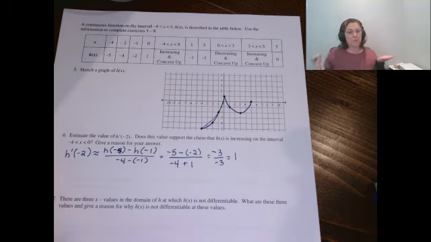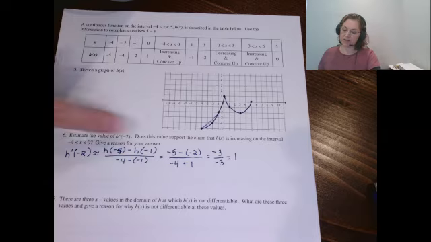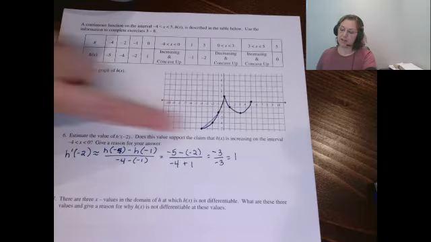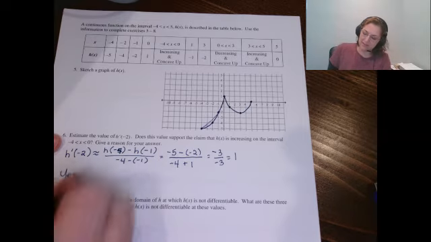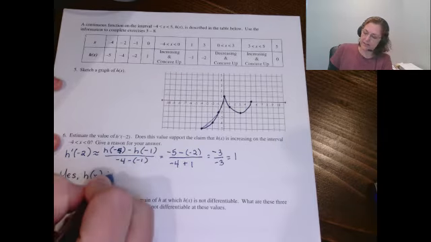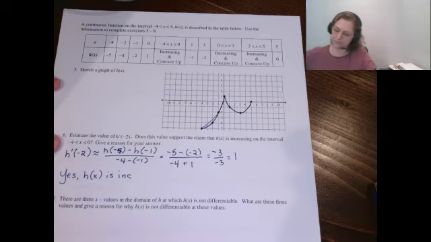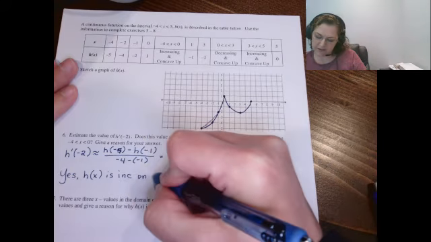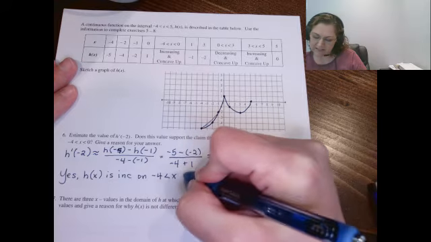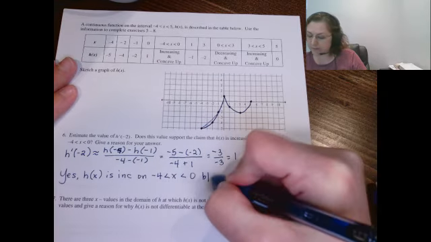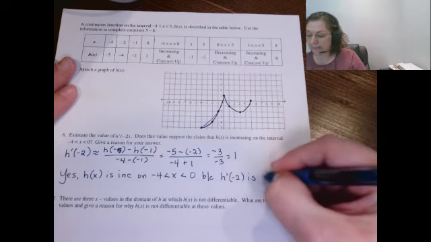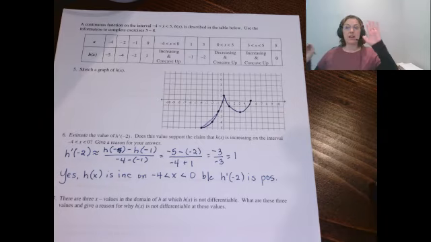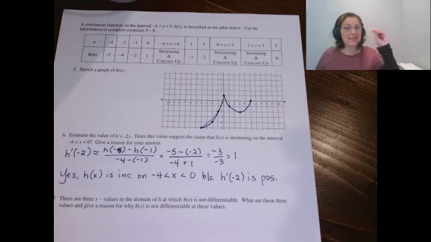I get approximately 1. The question says, does this support the claim that h is increasing on this interval? Yes. H of x is increasing on the interval -4 is less than x is less than 0 because h prime of -2 is positive. So remember, if we're asking if the function's increasing, we're asking is the derivative positive there?